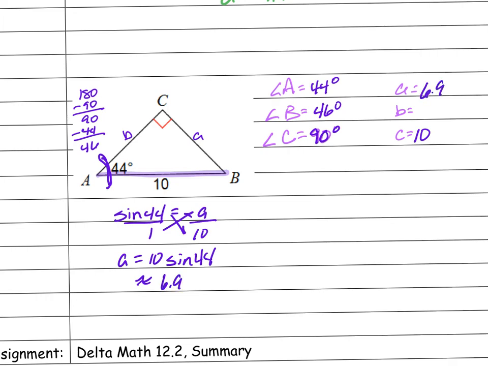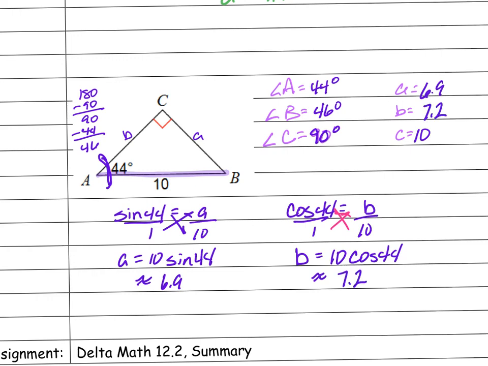Okay, great. And then the last one is the side adjacent, which is cosine. So cosine of 44 equals B over 10. Make it into a fraction, cross multiply. So I've got B equals 10 cosine of 44. So that's going to be approximately equal to 7.2.